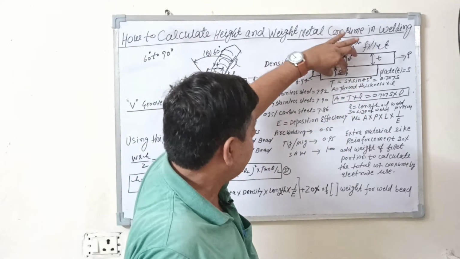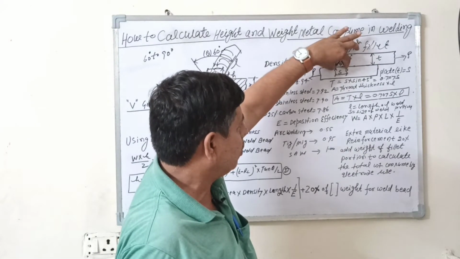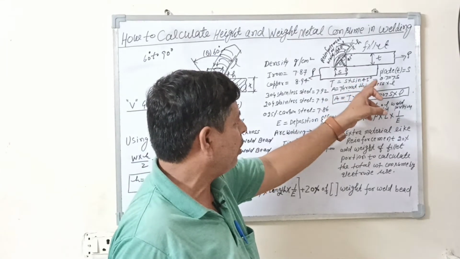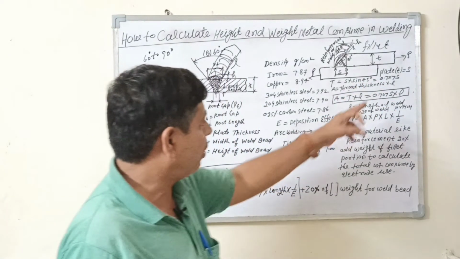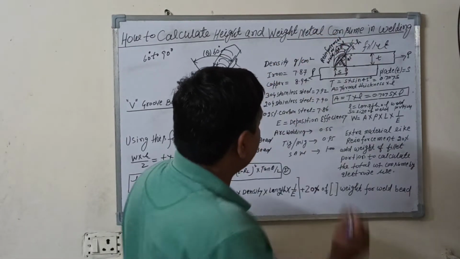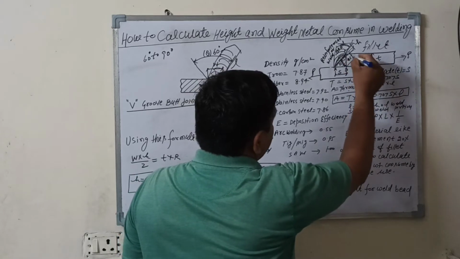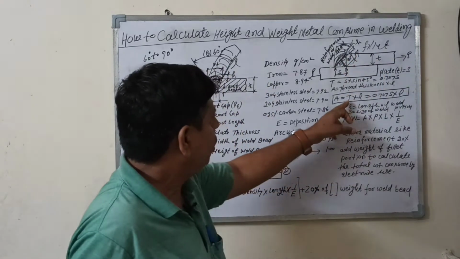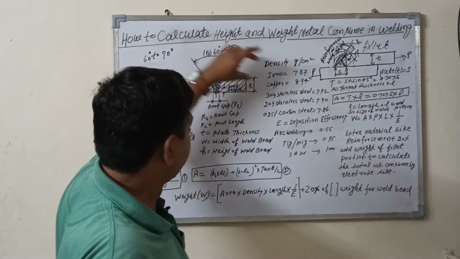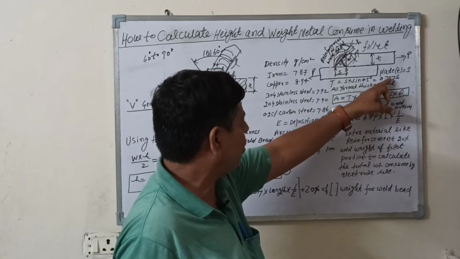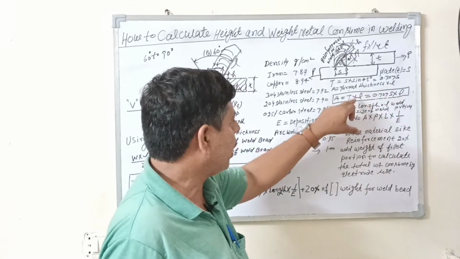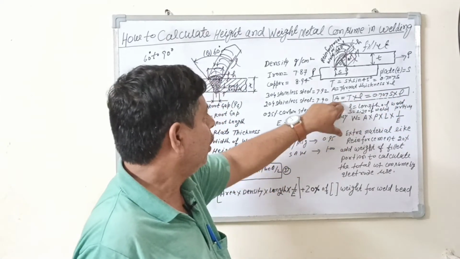So S means the leg, the length of this bead, and you will call it the leg. So T is equal to S into sin 45. Sin 45 is 0.707 S. The A is the throat thickness. The area A is equal to T into L. L means the length of the bead, like this. So the value of T is put in here, so 0.707 S into L. So you can calculate this formula for A.